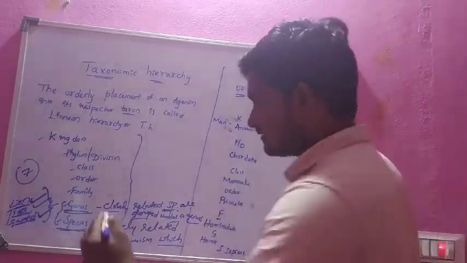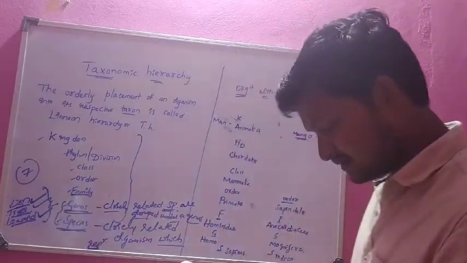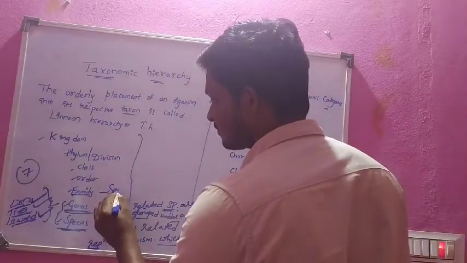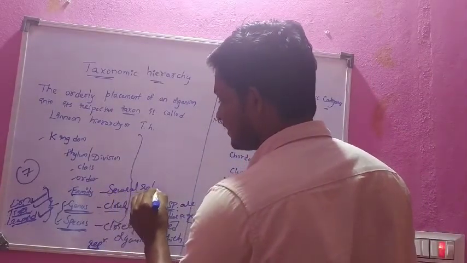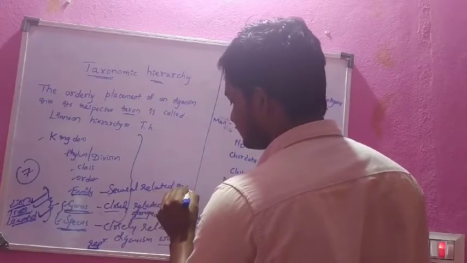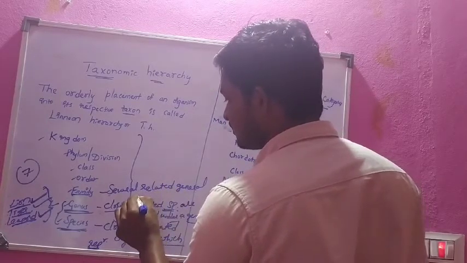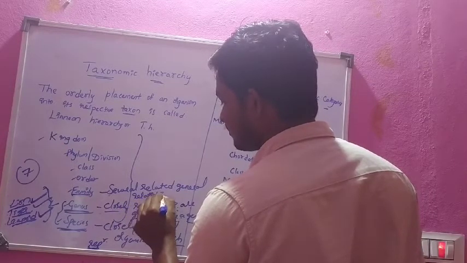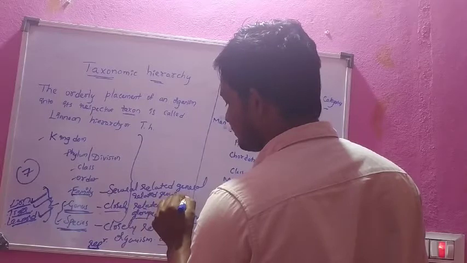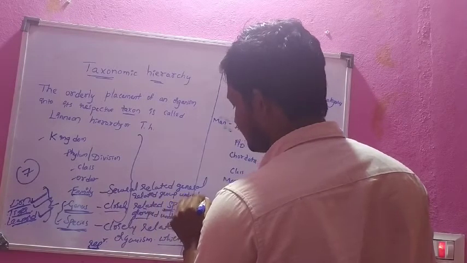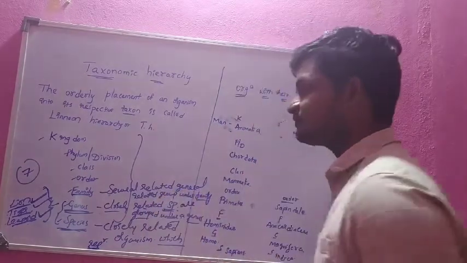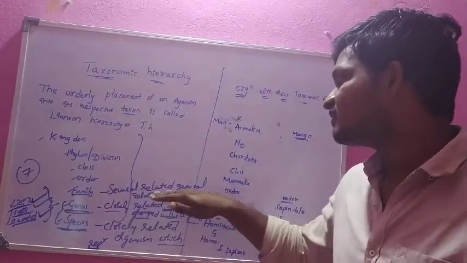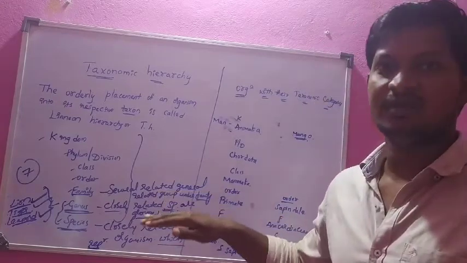Next is family. What is meant by family? Several related genera are grouped under a family. Here, if you see the family, several related genera are grouped under a family.